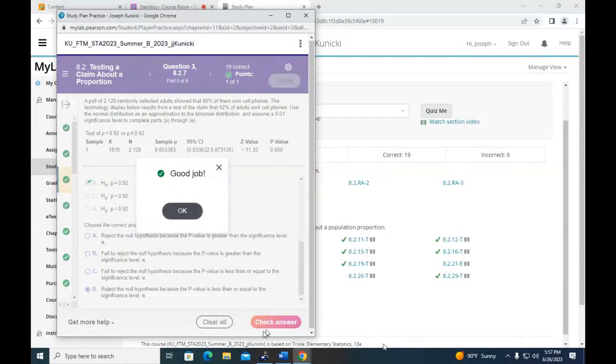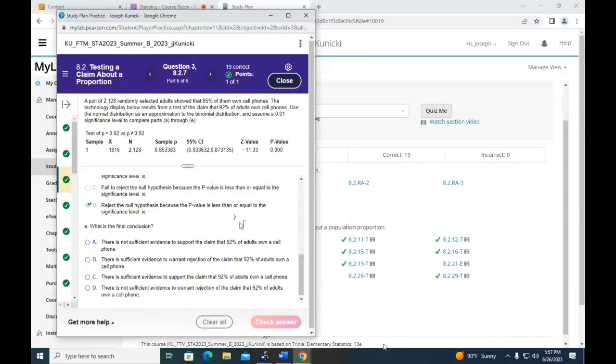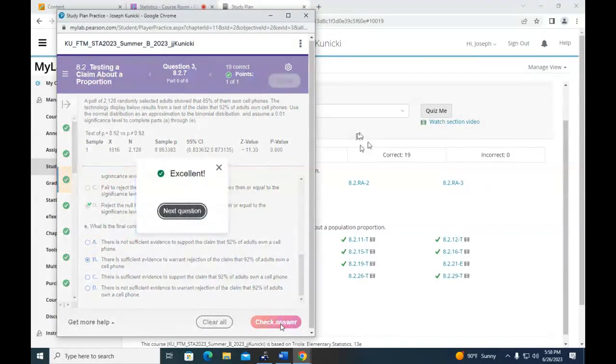Questions? No. All right, you get the hang of it. So what's the final conclusion? Once again, rather than get lost, I just ask, is equality involved in the claim? The claim is in the test, P equals 0.9. So the claim has equality. So yes, and you reject? Yes. So it's the top one: there is sufficient evidence to warrant rejection of the claim. So it's B. That's it. That simple.